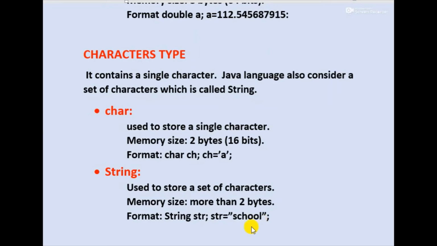And one more thing, whenever we are using any string in a Java program, that string will be enclosed within double quotes. A single character is enclosed within single quotes, whereas multiple characters, or a set of characters, or we can say a string, will be enclosed within double quotes.